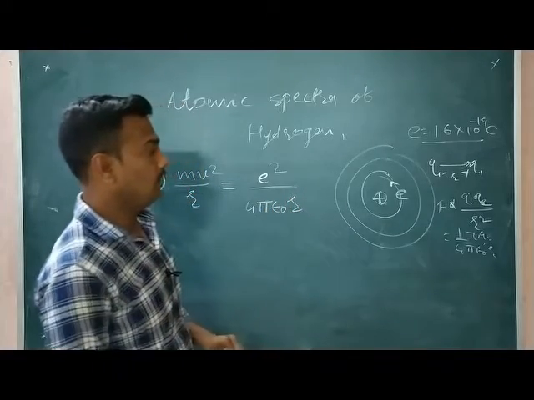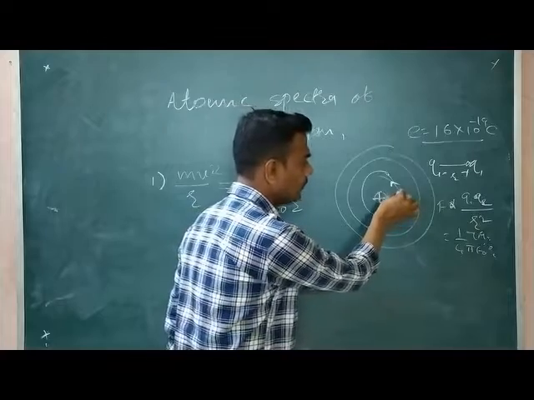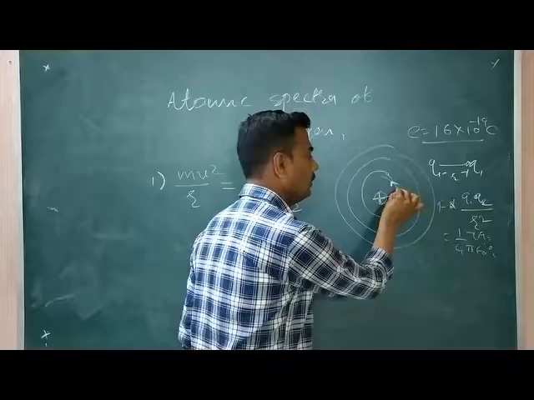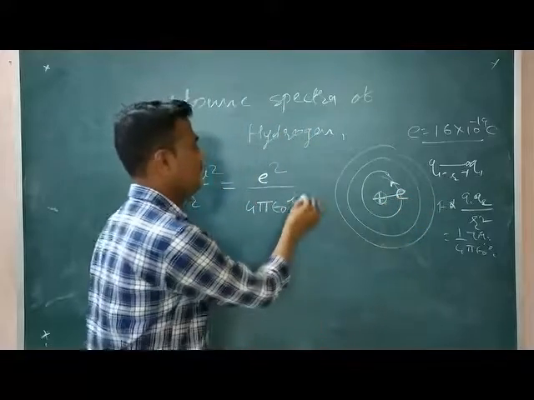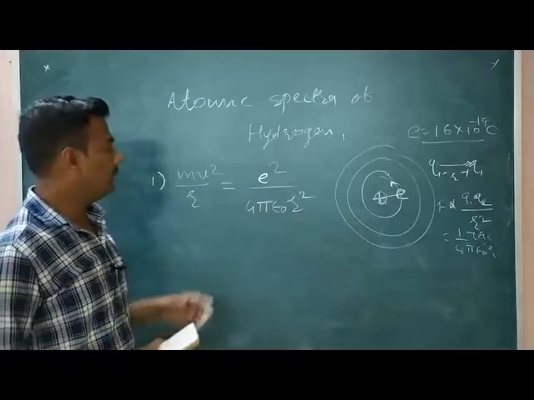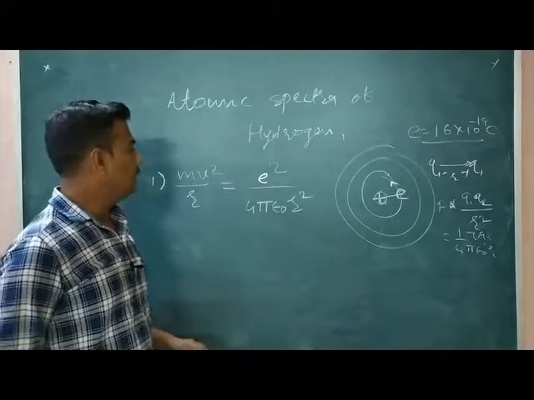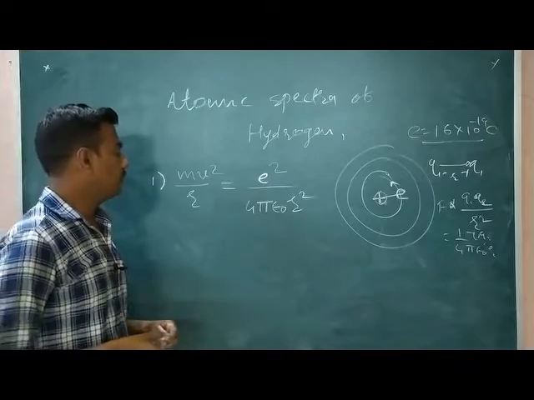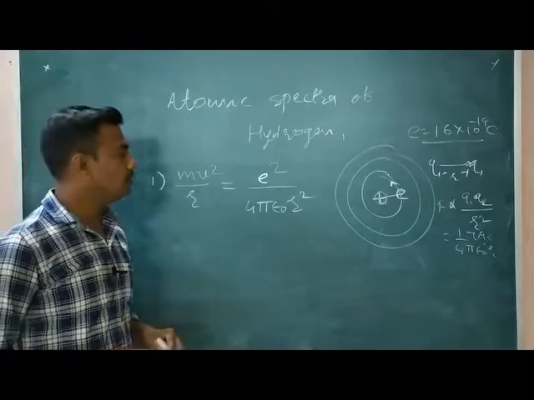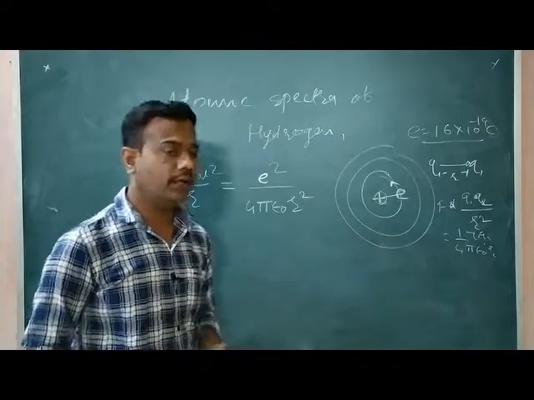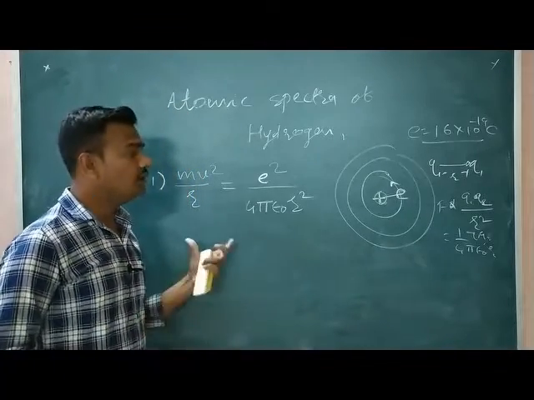Here r is the distance between the center of the nucleus and the electron. So the centripetal force is provided by the electrostatic force of attraction: mv square divided by r is equal to e square divided by 4 pi epsilon 0 r square. This is the first postulate.